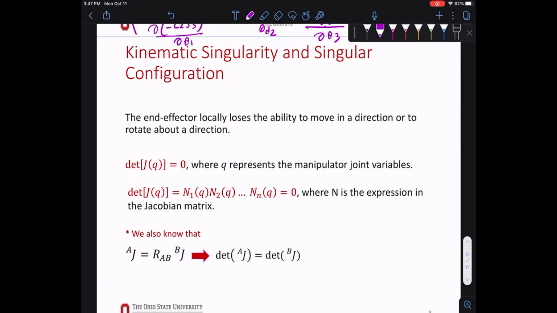Singularity happens when locally your robot loses the ability to move about or along a direction, right? So you could mathematically find it using the determinant of your Jacobian becoming 0. Now, when the determinant of a matrix becomes 0 and you want to find it, what is the first question to ask yourself before you try to solve it?